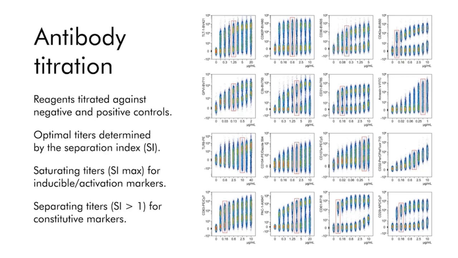For constitutive markers such as CD42A and CD61, we wanted to separate platelets from the background of coexisting cells, particles, and noise. And the optimal concentrations for all reagents in our panel are outlined by the red boxes, and pay attention to CD36 and GP6, since we'll focus on these markers on the next slide.